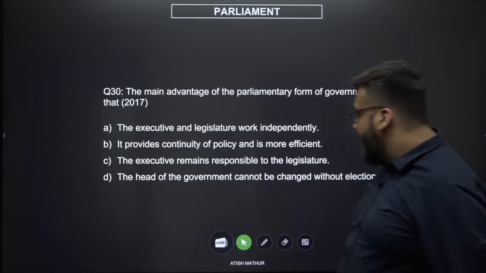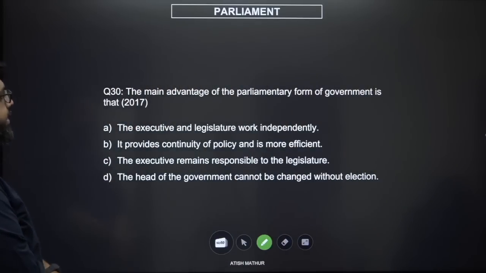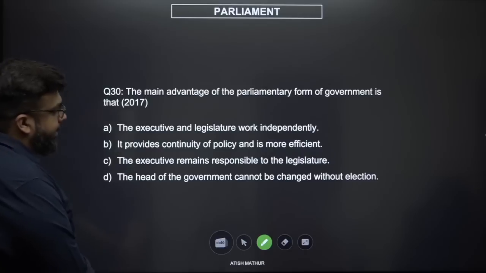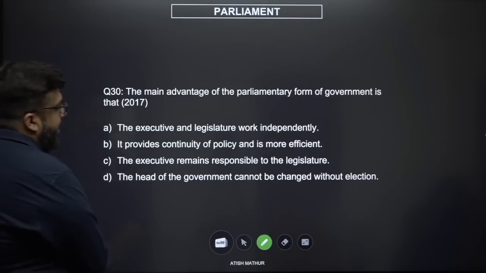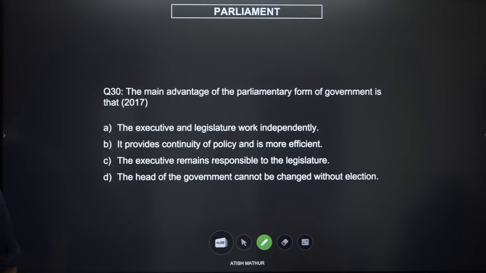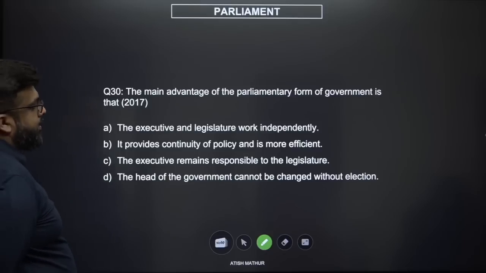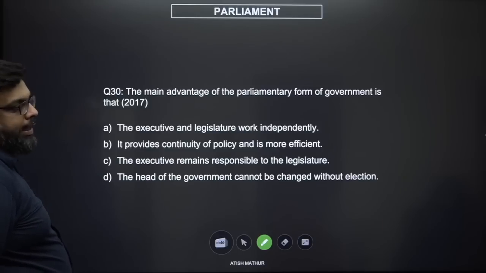Next, the main advantage of the parliamentary form of government is that the executive and legislature work independently. That's not necessarily the case. It provides continuity of policy and therefore is more efficient. The executive remains responsible to the legislature. The head of the government cannot be changed without election.